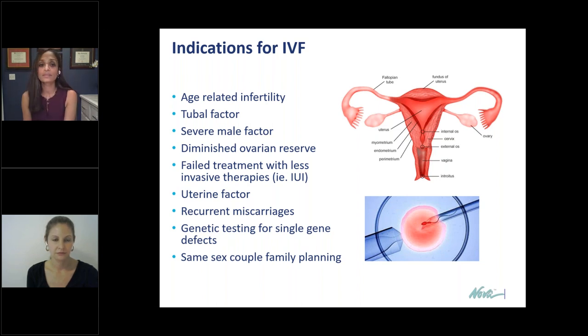Uterine factor includes a host of different conditions which make it difficult for women to carry a pregnancy. These could include conditions such as the presence of uterine fibroids or a condition called Asherman syndrome, in which there's scarring in the uterus that makes it very difficult for them to successfully carry a pregnancy. Some women also have recurrent miscarriages, often due to chromosomal abnormalities. And so IVF can be used to genetically test embryos to reduce the risk of a subsequent miscarriage.